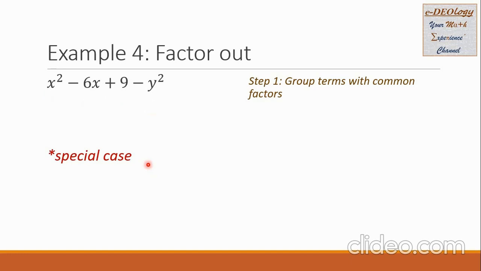It is possible that I can group the first three terms. So x squared minus 6x plus 9 is now taken as one group, and then the negative y squared will be alone. And then this trinomial, I can factor it into the square of the difference of two terms. Then I will just copy the negative y squared here.